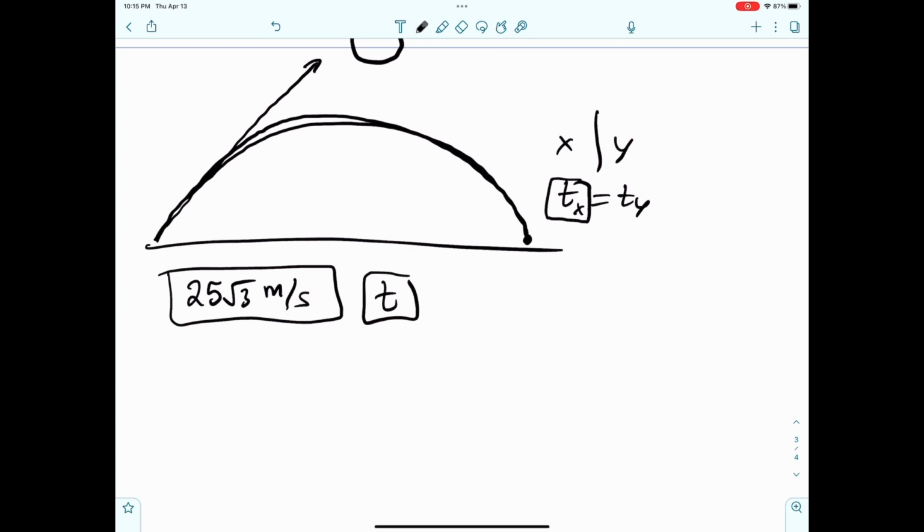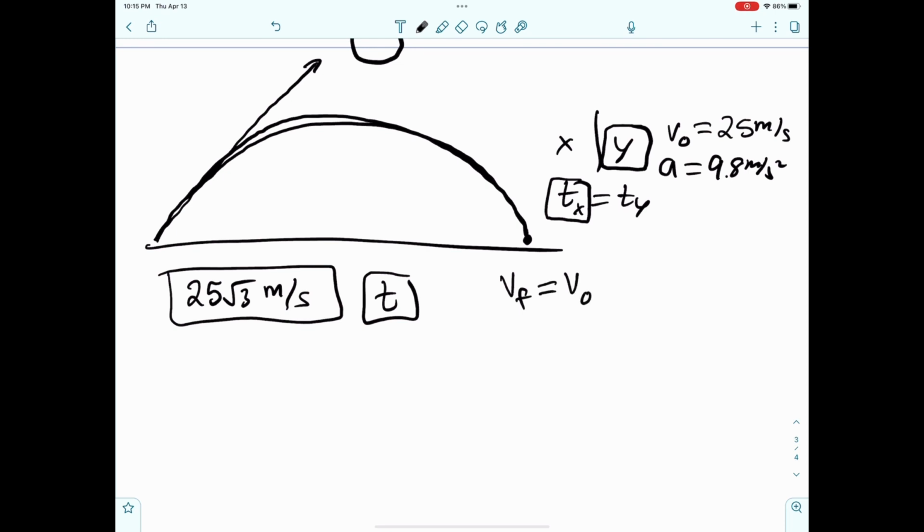We can't figure out the time in the x direction, because the only thing we have is the velocity in the x direction. However, in the y direction, not only do we have the initial velocity, we also have the acceleration acting on it, which is 9.8 meters per second squared, or gravity. And the initial velocity in the y direction is 25 meters per second. If you remember from our previous video, the formula is v final equals v initial plus acceleration times time.